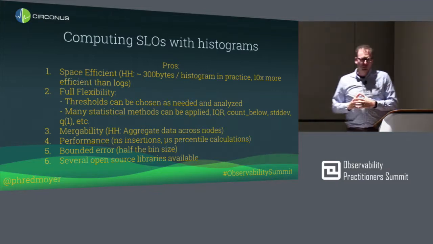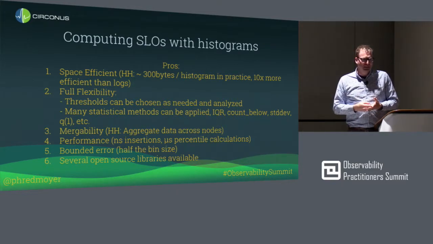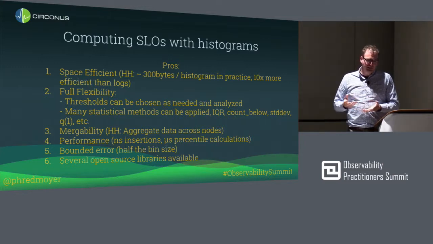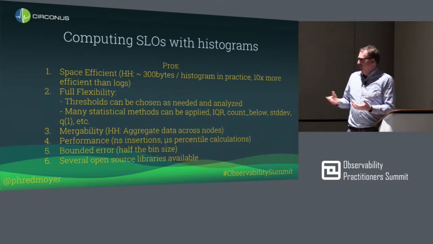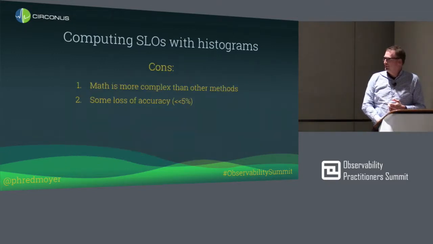And there's also several open source libraries available for these. I've got the log linear one I mentioned. There's Guillotine's HDR histogram, Java implementation. There's Ted Dunning's tdigest approximate histogram. That's also open source. So there's quite a few advantages to this approach.